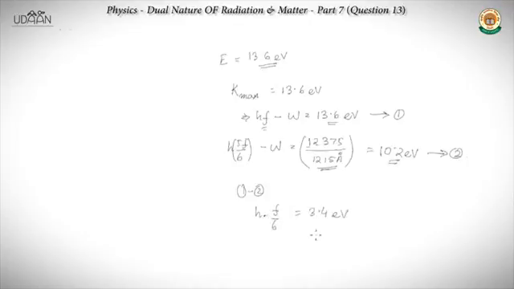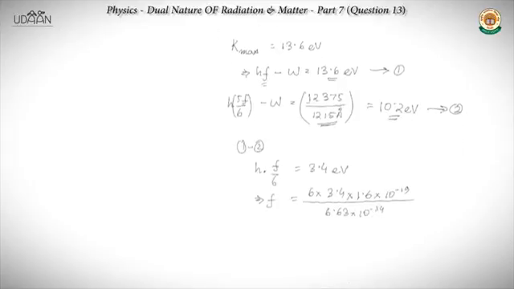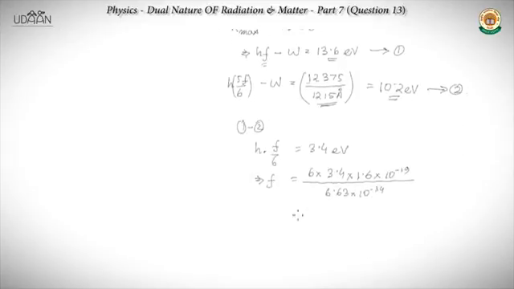So h into f by 6 is 3.4 electron volts, which gives us f by simple substitution: 6 into 3.4, converting electron volts into joules by multiplying with 1.6 into 10 power minus 19, whole divided by h, the Planck's constant, which is 6.63 into 10 raised to power minus 34. With this we get the first part of the problem. The answer is 4.92 into 10 raised to the power 15 hertz. This is the frequency f asked in the first part.